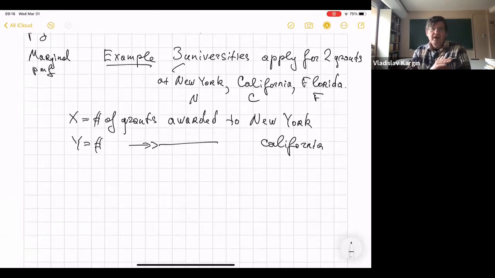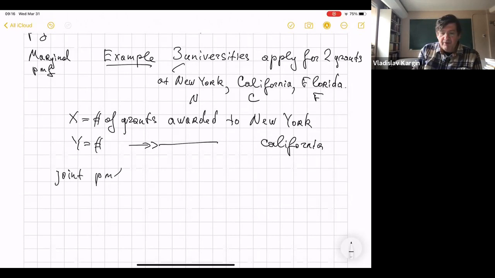Now, assume that this is a purely random process. There is no advantage of one university over the other, and the grants are awarded in a purely random fashion. For the first grant, some random process chooses, and the choice of New York, California, or Florida is equally probable. So the first question is, what's the joint PMF of X and Y?